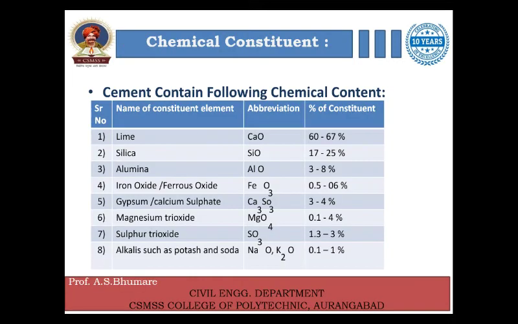Then these are the chemical constituents. We also studied these chemical constituents in a previous lecture. The ordinary Portland cement contains lime, silica, alumina, iron oxide or ferrous oxide, gypsum, calcium sulphate, magnesium oxide, sulfur trioxide, alkalis such as potash and soda. This is the chemical composition for the ordinary Portland cement.